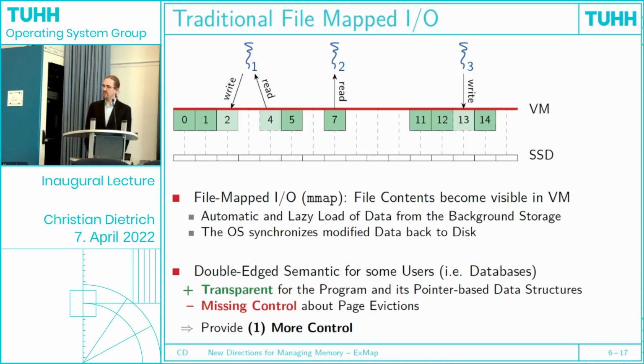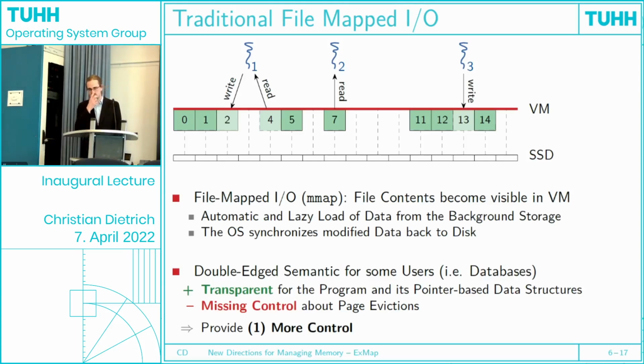However, file mappings are some kind of a double-edged sword for some users. For example, for databases, you have the problem: I said the operating system synchronizes back the data at some point in time. So you don't have any control over page evictions. This is really hard when you want to have some kind of higher-level persistency guarantees. In that case, what you really would want from the operating system is more control over these page eviction decisions.